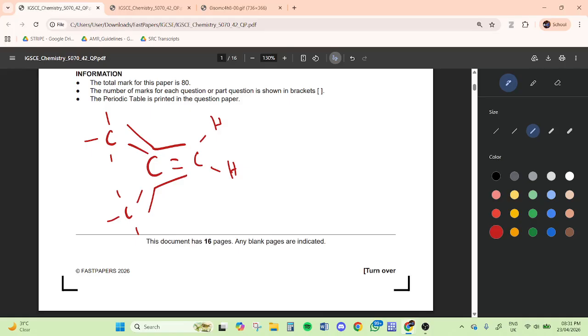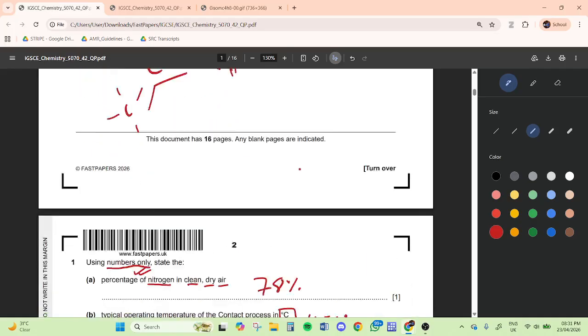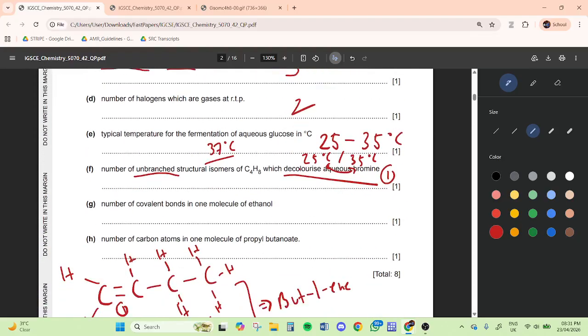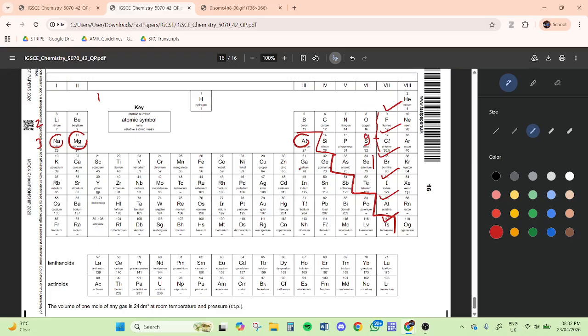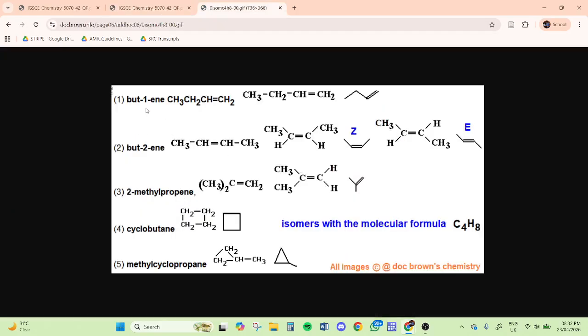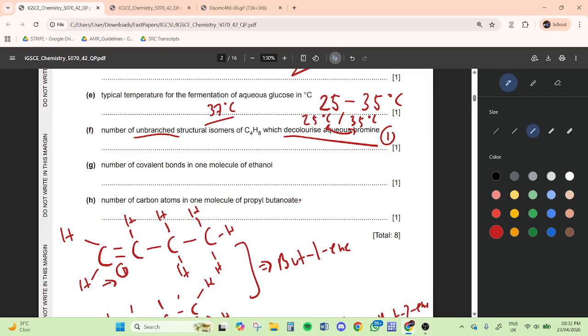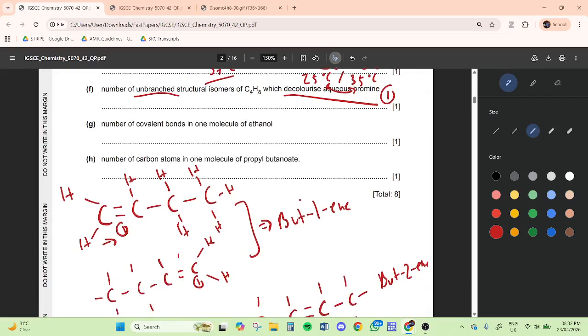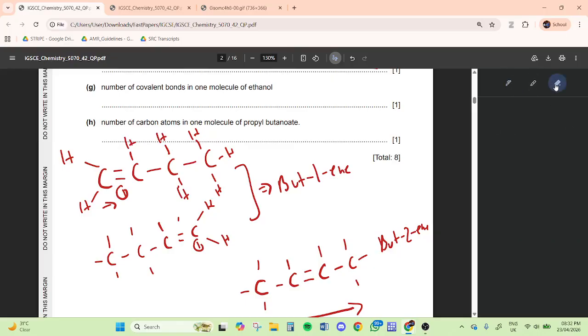So we've taken a look at the 6 different isomers that C4H8 can have. And by drawing out all the structures and looking at them, we found that there's only 2 of them, which are but-1-ene and but-2-ene. And the others are all branched, which is why they don't count. All right, our next question is number of covalent bonds in one molecule of ethanol.